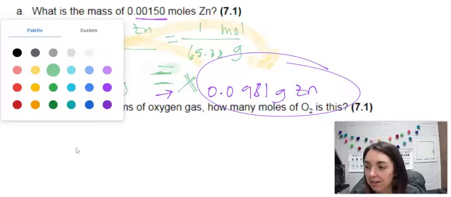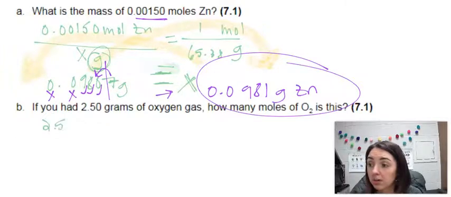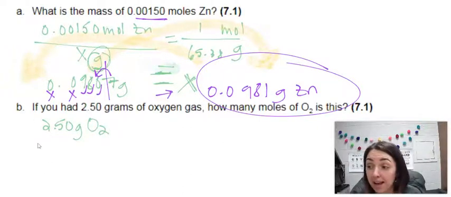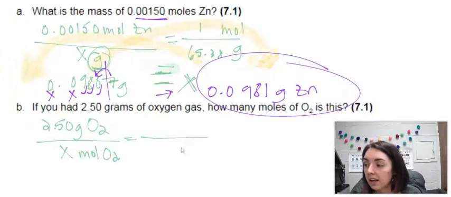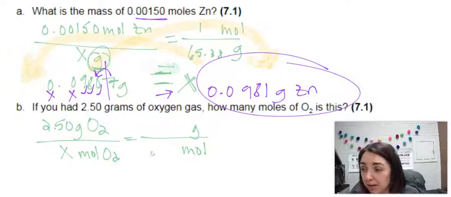So let's check it out the other way, opposite. So I've got 2.50 grams of O2. Important, it's oxygen gas, O2, that's going to affect our molar mass. And I'm looking for moles of O2. So again, I set it up so my units are equal on the top and the bottom. Notice how it's flipped now though. Grams is on top, moles is on bottom.